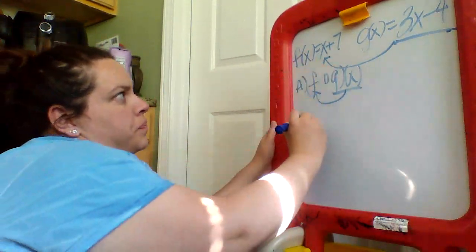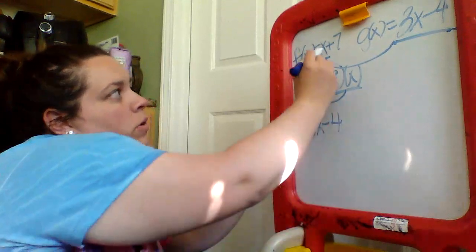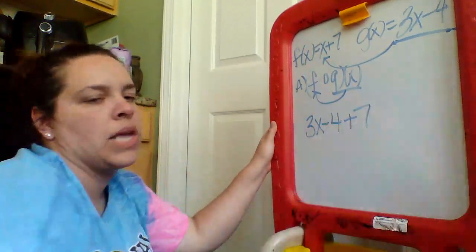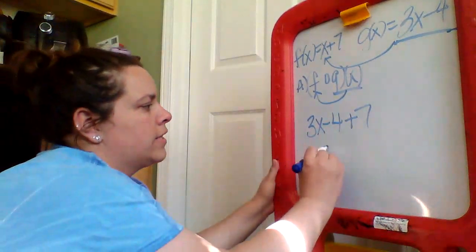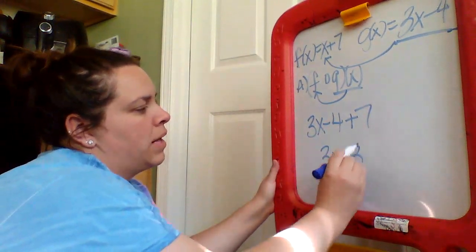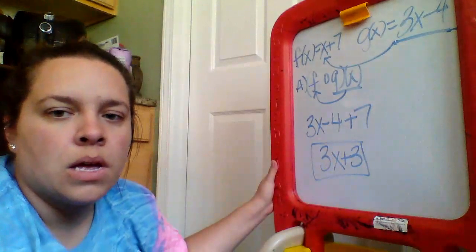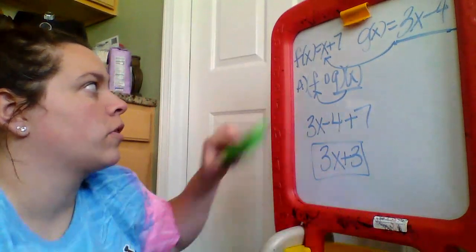So that would be 3x minus 4 went in for x, plus 7. Then if there's anything to simplify, you should. Negative 4 plus 7, that's 3. So that'll be 3x plus 3. All right, I'm going to erase it, and we're going to go for the opposite.